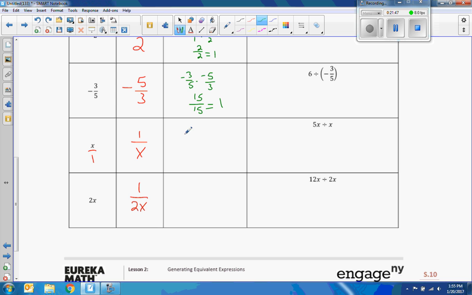Here we have x over 1 times 1 over x. X times 1 is x. 1 times x is x. Anything divided by itself is 1. 2x over 1 is the same as 2x times 1 over 2x. 2x times 1, 2x. 1 times 2x, 2x. 2's cancel. X divided by x, 1. However you want to look at that. Okay.